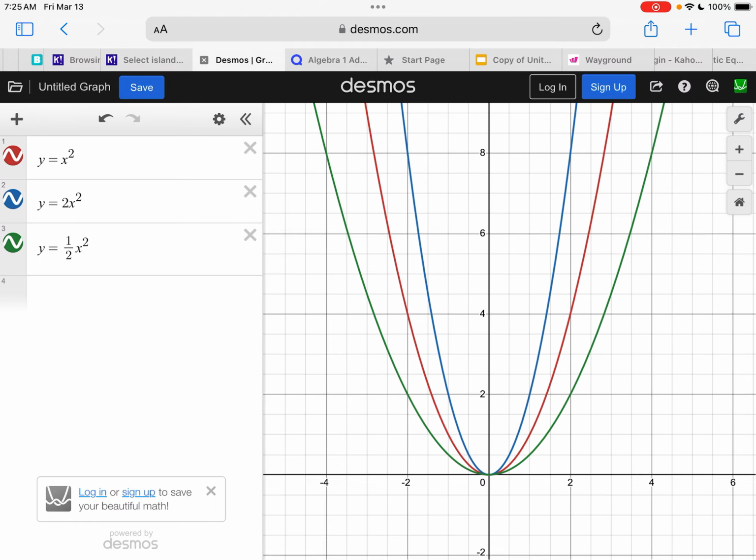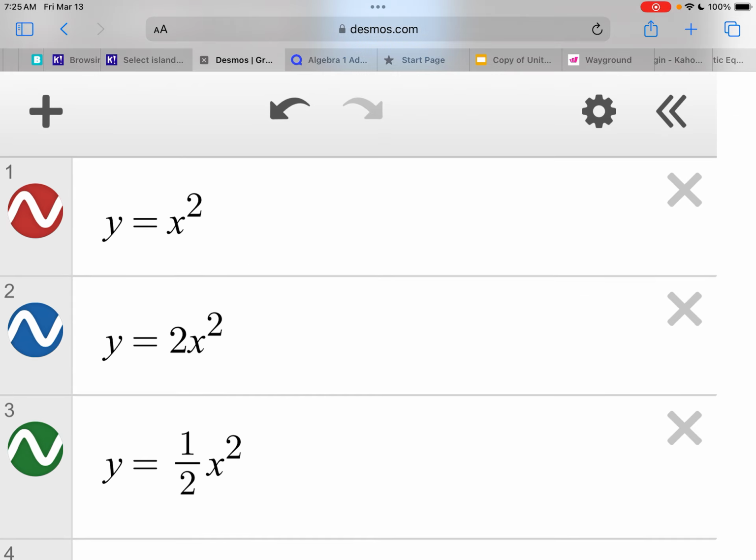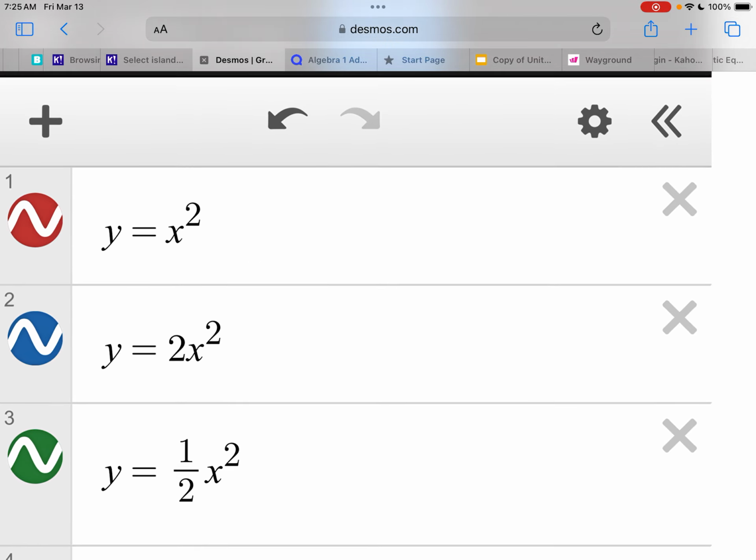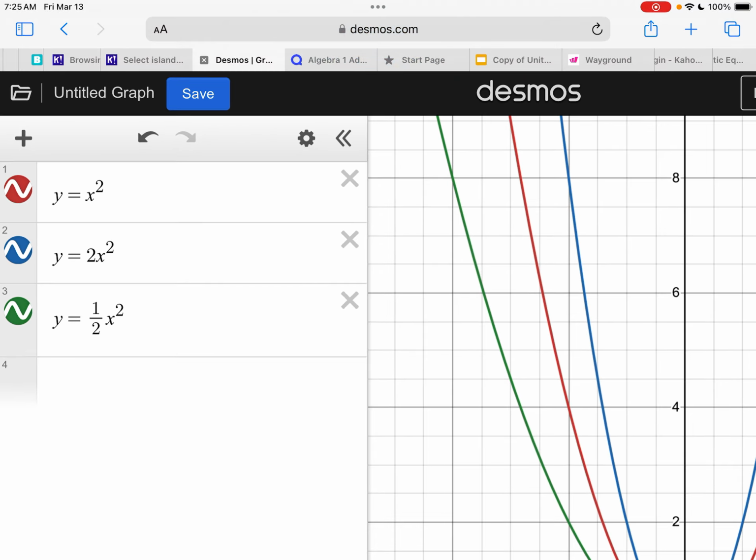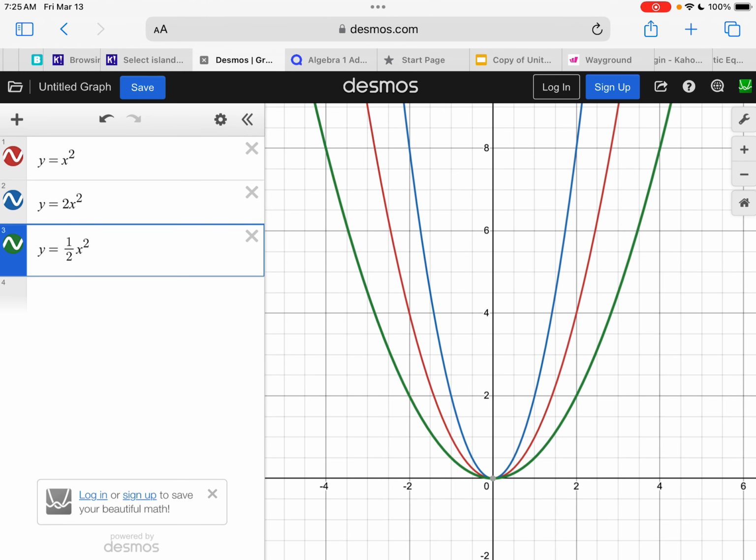But if I put a 2 in front of that x squared, then I'm going to get the blue line. What happened from the red line to the blue line? It looks like the blue line got skinnier. The width of it changed. It's like a rubber band. It gets skinnier the bigger the number. The higher you stretch it, the skinnier the rubber band gets. That's the same with this. The higher the number, the skinnier the rubber band.